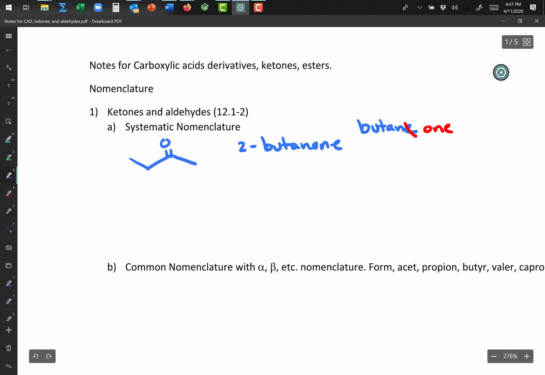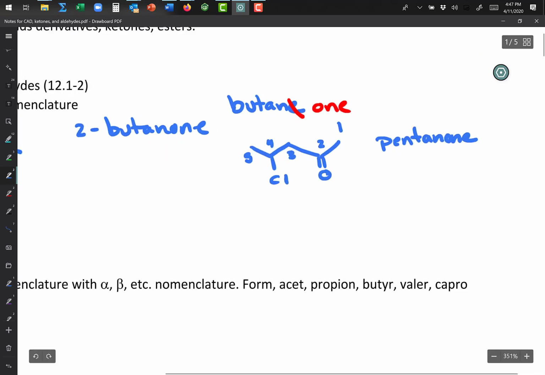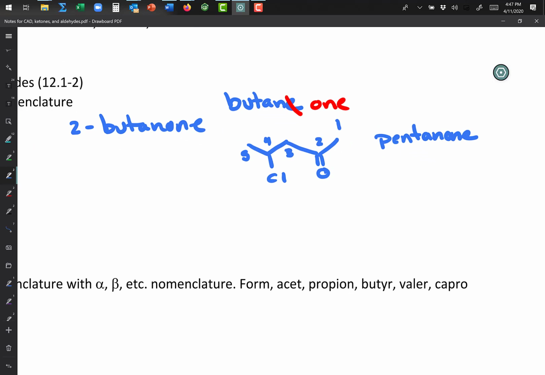So for example, we'll do this one. And the way you would name this is you would start with, this is the number 1 carbon, and 2, 3. So the chlorine is on number 4. Now I have 5 carbons here, so this would be a pentanone. So I named the, remember, pentane, and then replace the E with O-N-E. And then I just have to put the name together. So it's going to be 4-chloro-2-pentanone.